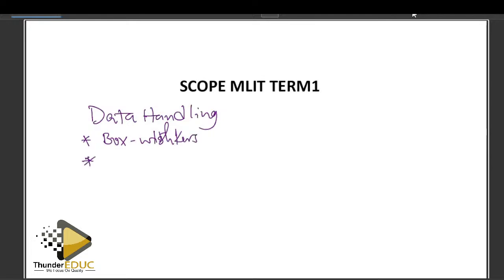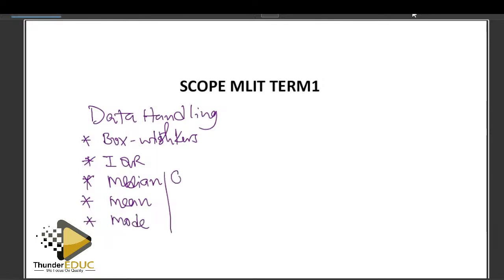Then from there, we expect to look at what we call the IQR. We look at the median. Probably we shall also have a little bit of mean, then maybe mode. This is what we call the central tendency. Measures of central tendency are three: mean, median, and mode.